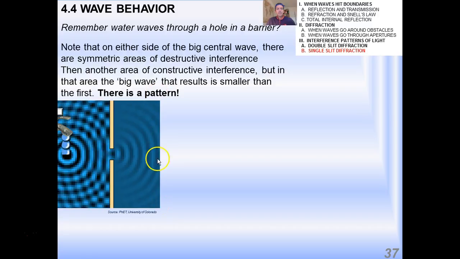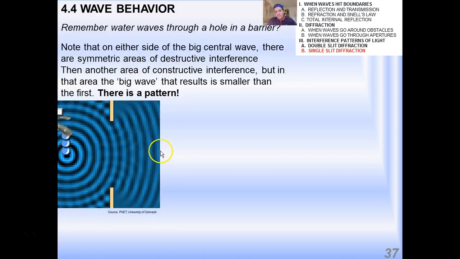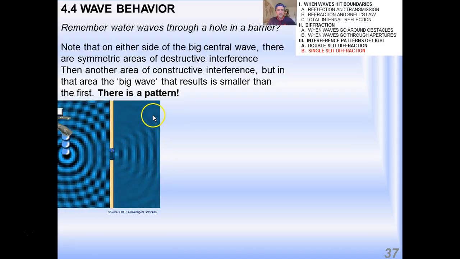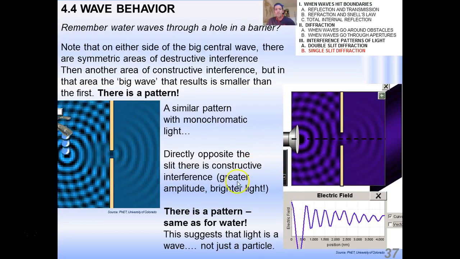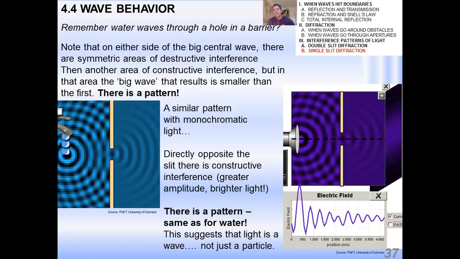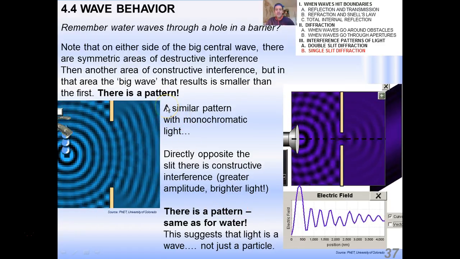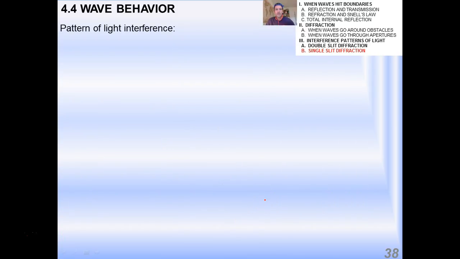So just to relate this back to something we've talked about already, water waves through a hole in a barrier, okay? There's a high amplitude wave here, and it's lower on the sides, and if we increase the aperture distance, we get much, much less diffraction, okay? So there was a pattern. There's a similar pattern with monochromatic light. So directly opposite the slit, there's constructive interference. The greater the amplitude, the brighter the light, because I equals A squared, okay? It's the same pattern as for water. Incredible. Light behaves like water. And that suggests that light is a wave, not just a particle. Super, super cool stuff, okay?